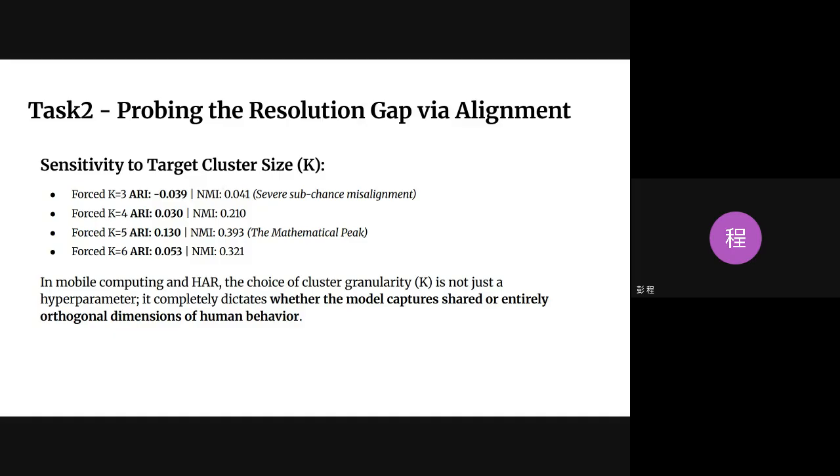And we can have a takeaway: the choice of cluster K is not just a hyperparameter, it completely dictates whether the model captures shared or entirely orthogonal dimensions of human behaviors. Next page.